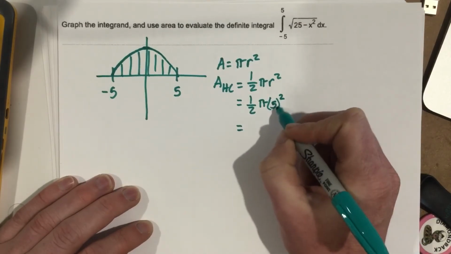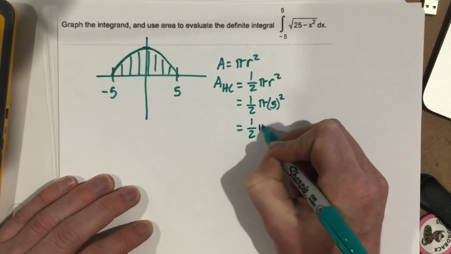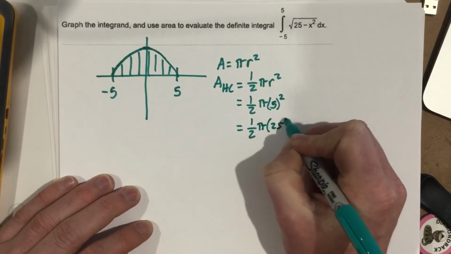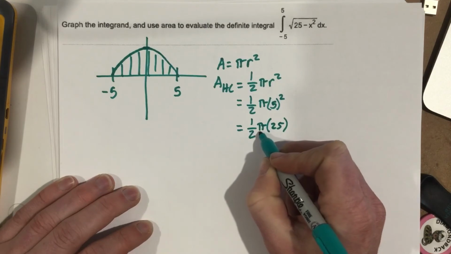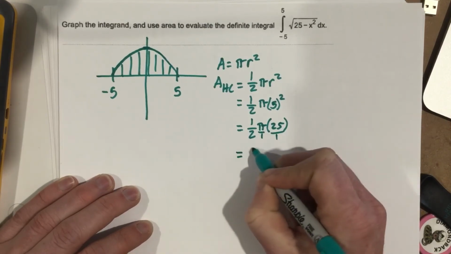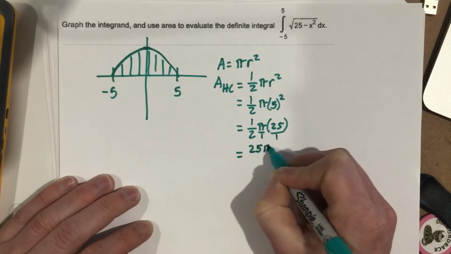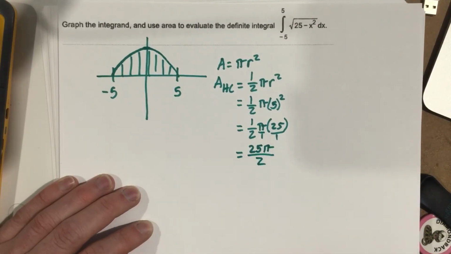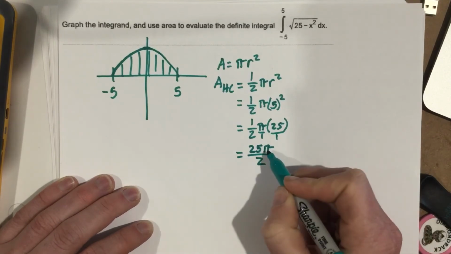So I can go ahead and multiply that. That's 1/2 pi times 25. If I multiply all these, so if I put this over 1, that would give me 25 pi over 2. So the area is 25 pi over 2.